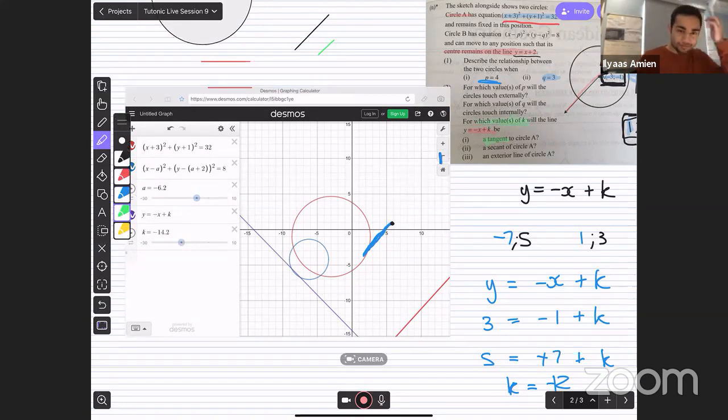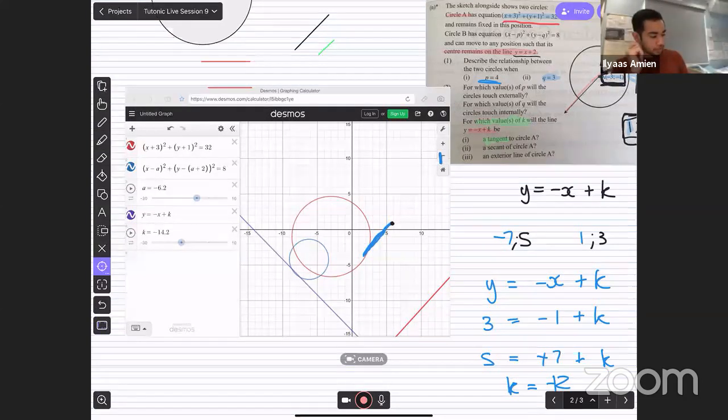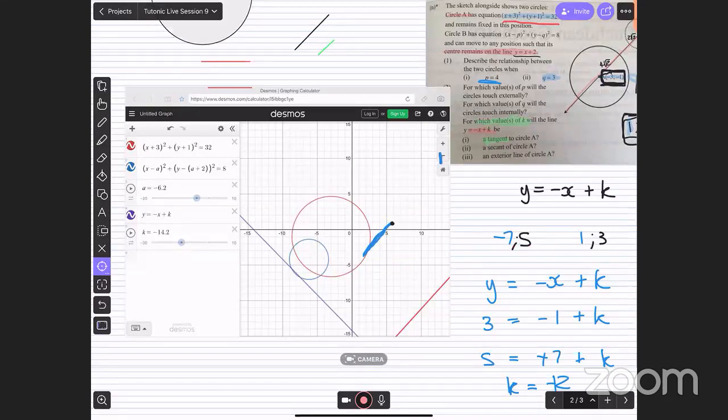Okay. And for the previous one, where did we get, when we said y is equal to negative x plus k, sorry, I have hiccups, then 3 is equal to negative 1 plus k? Where did the 3 come from? Because you agree the x coordinates of the tangent is -7 and 1. Right? Yeah. Oh, so did you sub that into the circle equation? Into y is equal to mx plus c.